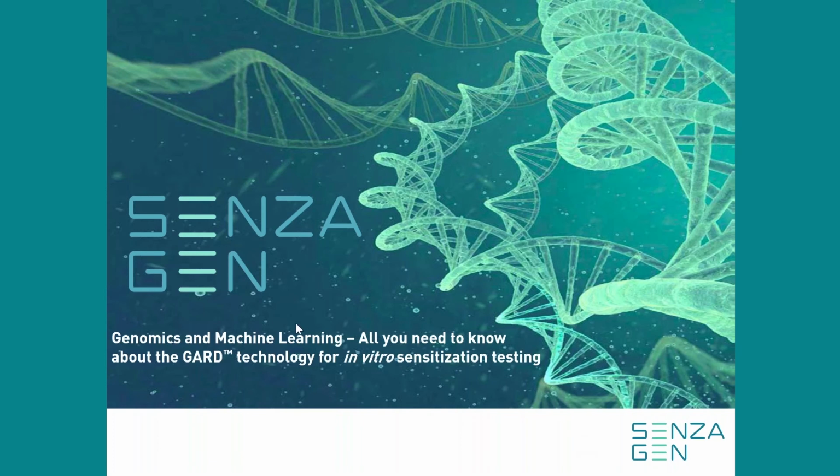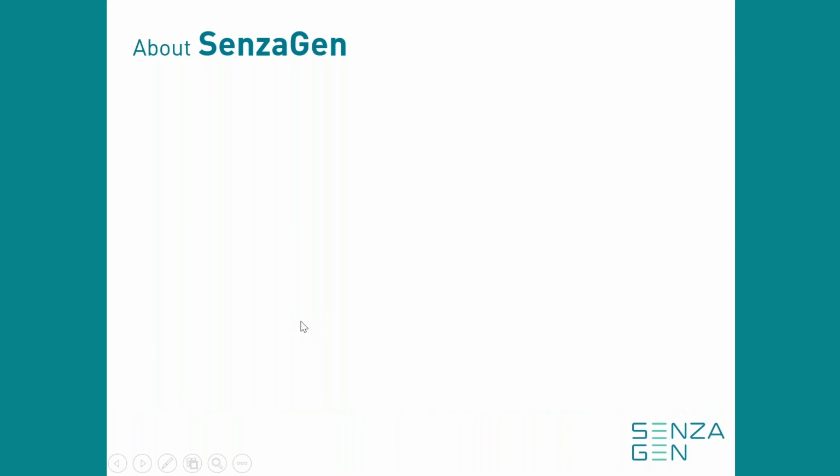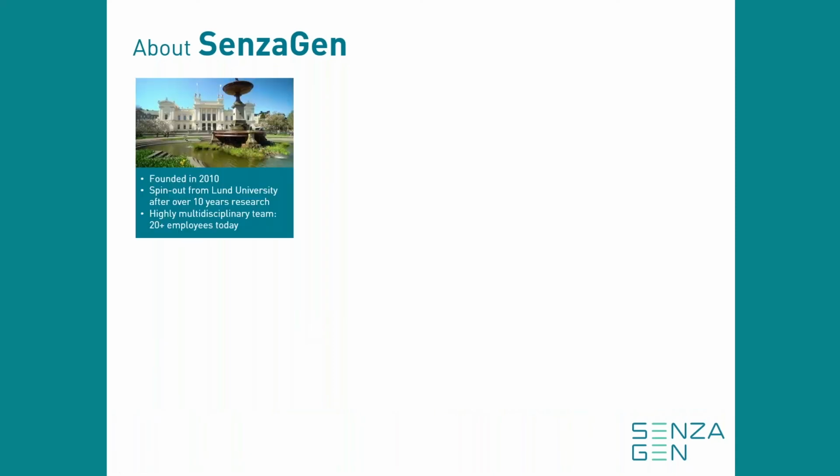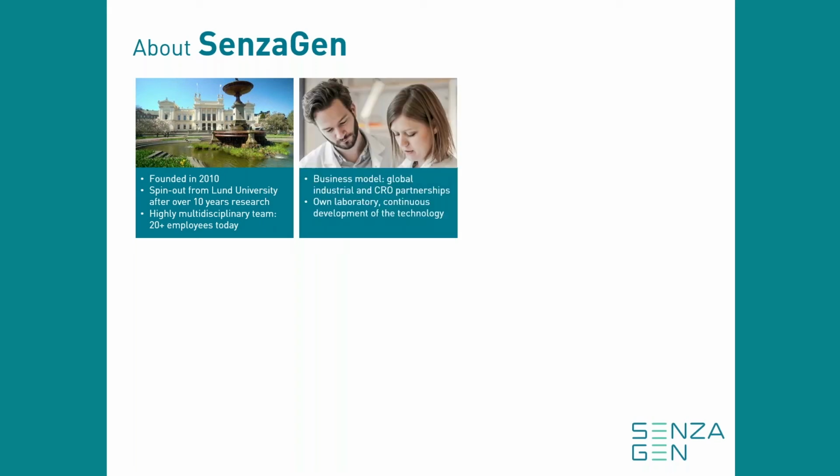Before I go into the specific details of our strategy, I would like to give you a brief introduction to our company. At SenzaGen, we were founded in 2010 as a spin-out from Lund University, and we today comprise a highly multidisciplinary team of 20 employees. Our business model is quite simple. We continue to develop new in vitro assays, and then we transfer our technology to different CRO partners that do the routine testing of our chemicals.